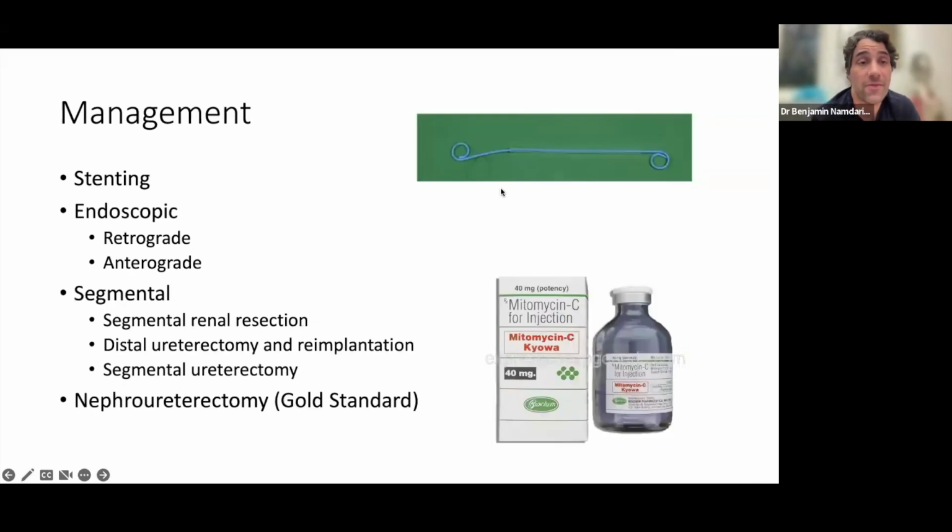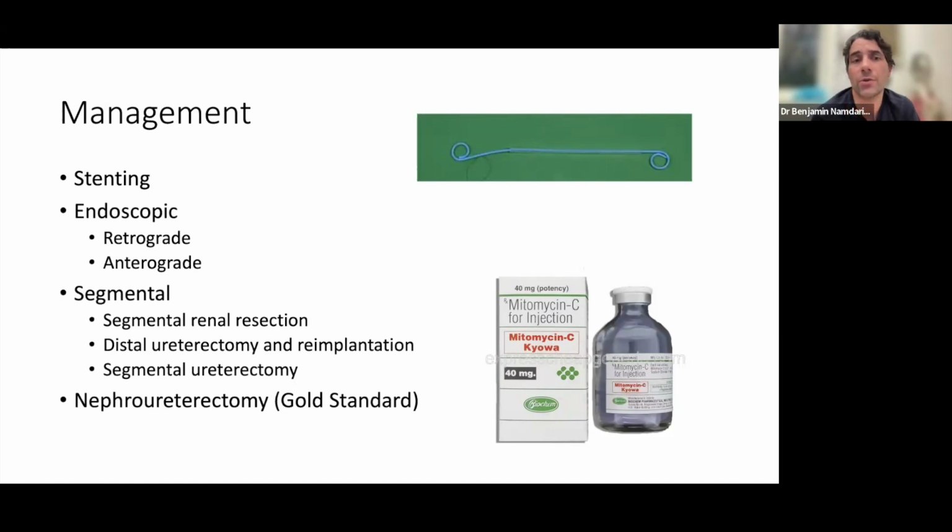Management varies from very conservative and stenting to endoscopic, where we might laser or ablate or burn or chip away these tumors, to some of the intravesical treatments, which we might give up or down into the kidney. And that's a jar of mitomycin, which you'd probably be aware of with some of the bladder cancers, but can be used here in upper tract.